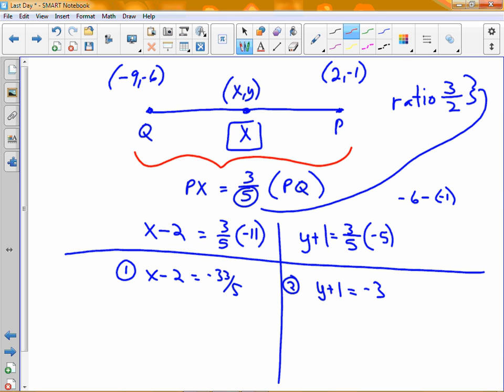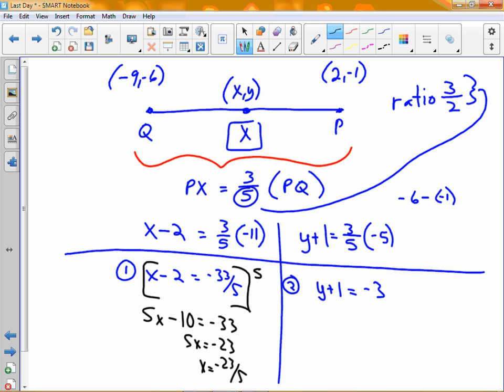Left. Now, when you walked in the door and sat down, I had this problem sitting up there on the board, and you went, I don't like that problem, because it's got fractions in it. What have I taught you to do to this thing right here? Multiply everything by 5. What's 5 times 2? 5x. 5 times x is 5x. What's 5 times 2? 10. -33. So 5x equals -23. So x equals -23 fifths.